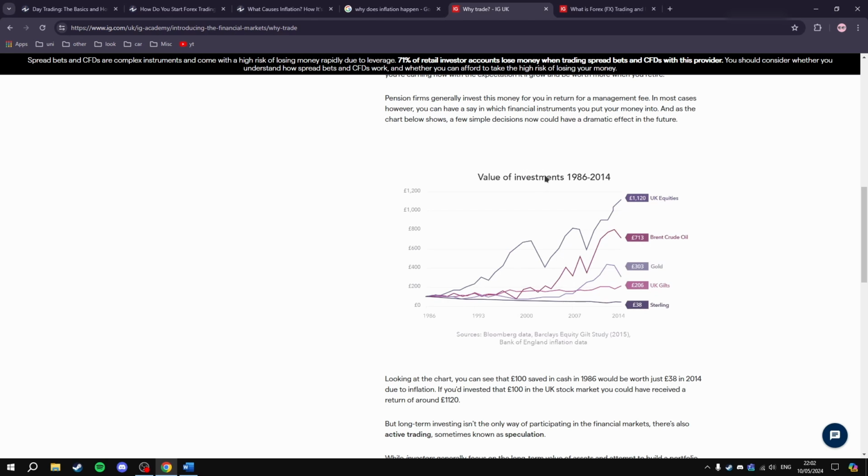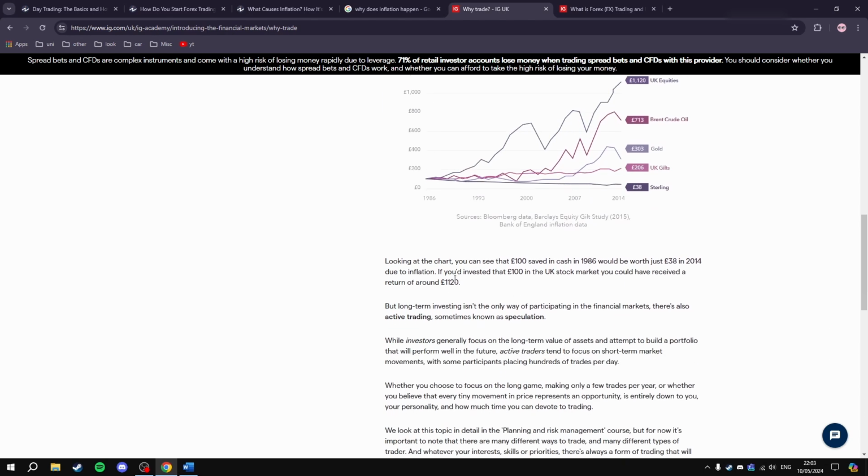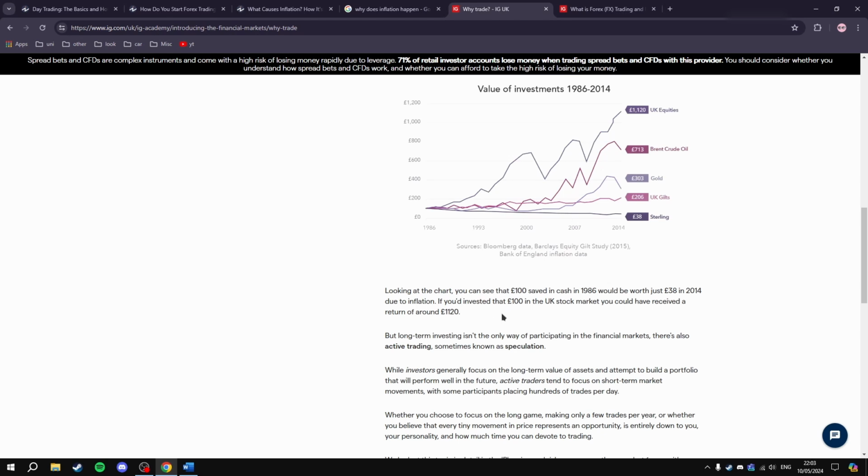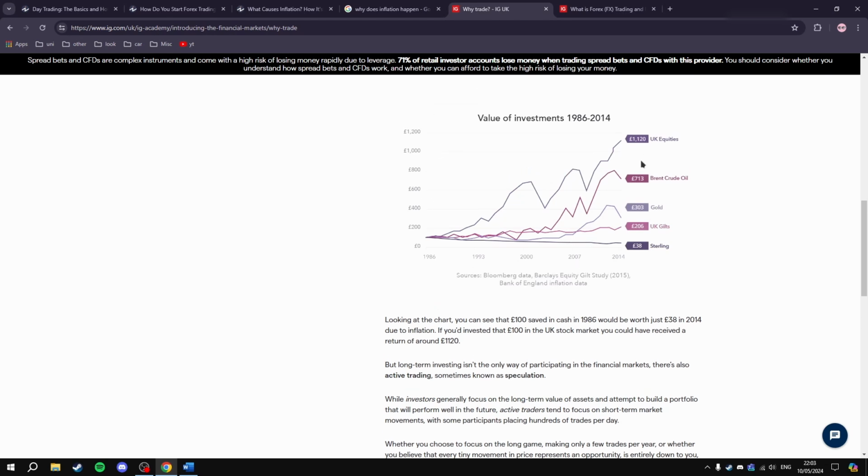Value of investments, 1986 to 2014. So in 1986, they all pretty much start at the same point. We can see that UK equities, compared to just the normal pound sterling, have risen massively. Looking at the chart, you can see that £100 saved in cash in 1986 would be worth just £38 in 2014 due to inflation. If you had invested that £100 in the UK stock market, you could have received a return of around £1,120.